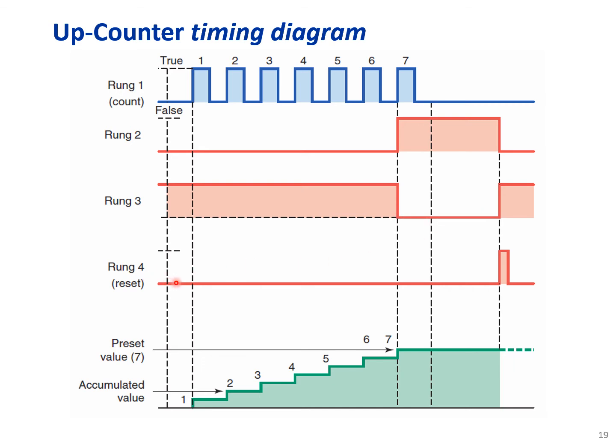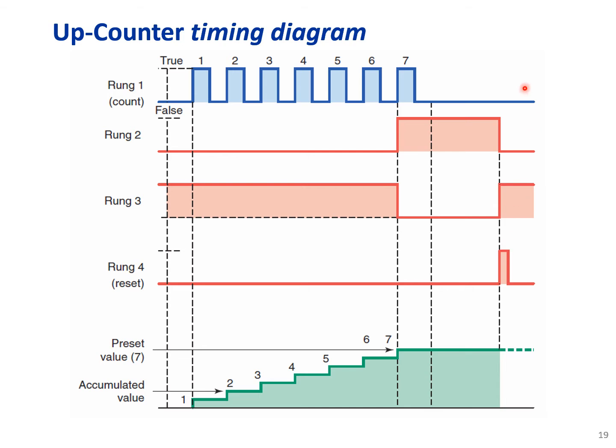And rung 4, the reset push button, is not pressed until here. Okay. Here we have an accumulated value that each time we have a signal, it will go up until it reaches the number 7, which is the preset value. And when it reaches the preset value, the done bit will be true or the negated done bit will be false. Now at this point, the operator has decided to press the reset button. So the reset button is pressed.